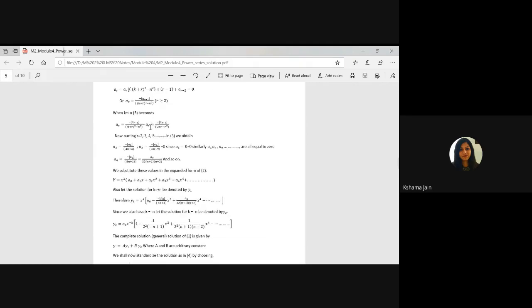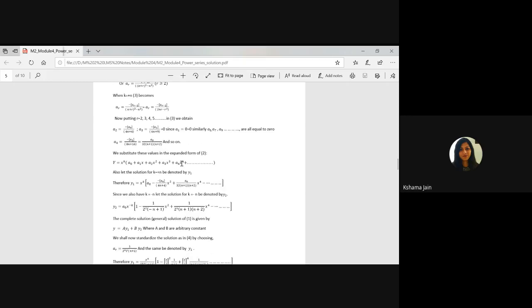Okay. We got this a_r in terms of a_(r minus 2). We need to find out the values of a0, a1, a2, a3 like this. So what we'll do? We put r equal to 2, and I will get the a2 value. r equals 3, we will get the a3 value. r equals 4 and so on. So the solution will become y equals the sum of a_r x raised to power k plus r.